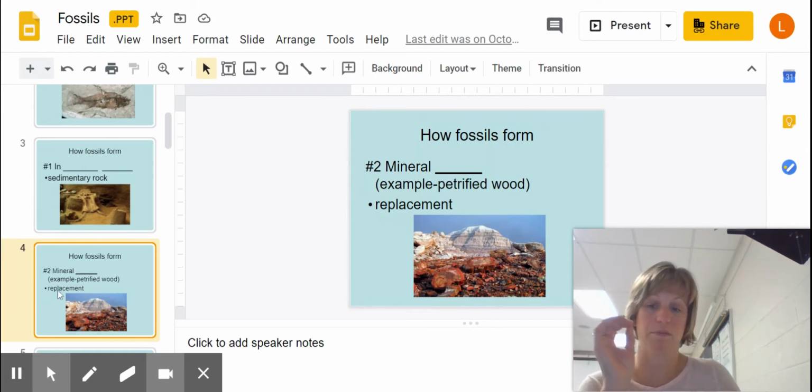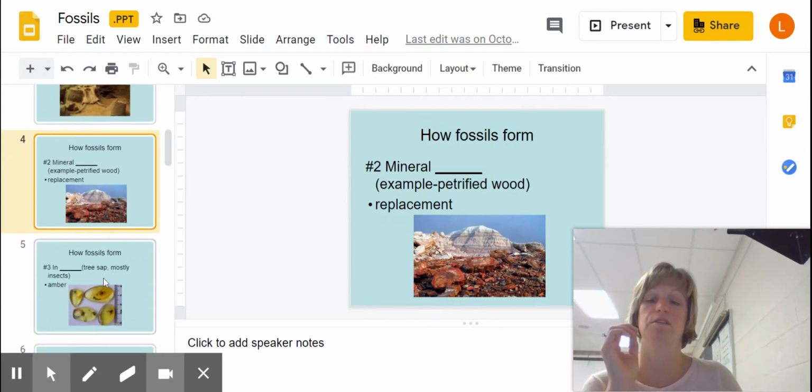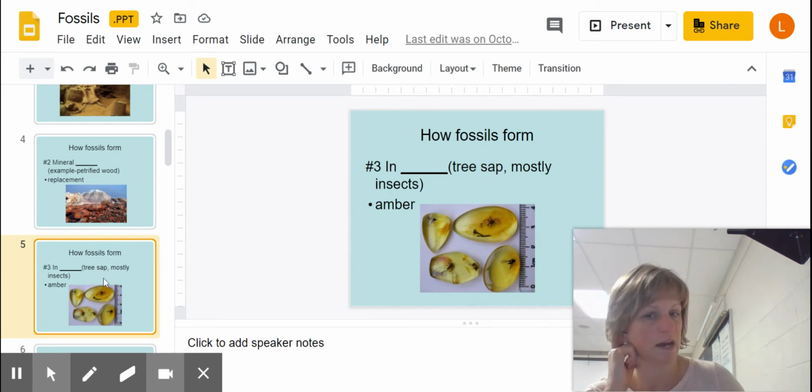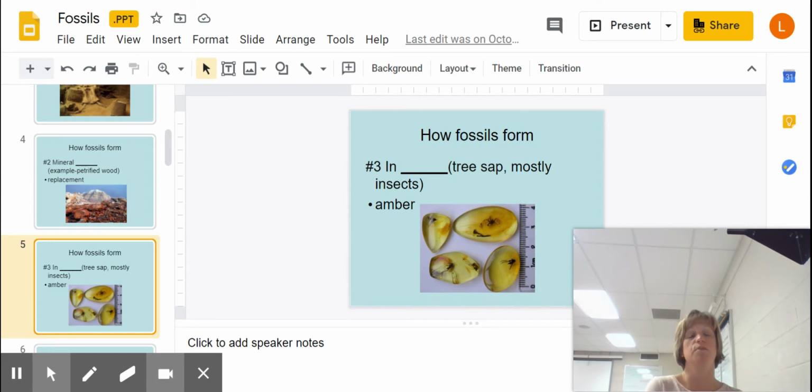It's called mineral replacement. Okay, now here's the third way fossils form. Some of you have heard of this before if you've watched the Jurassic Park movies. The third way is that fossils can form in tree sap, which is called amber. And it's not like saber-toothed tigers. Excuse me.